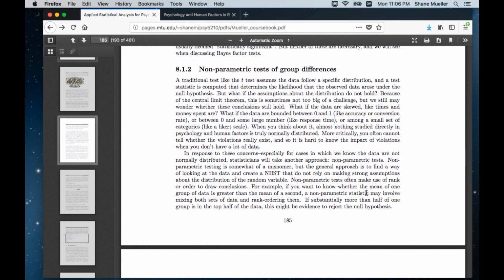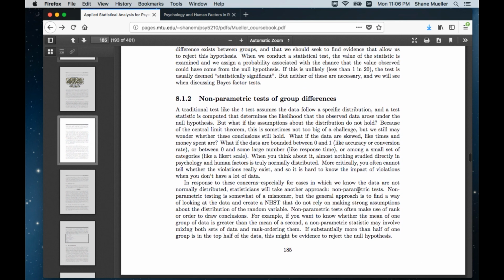So both of these cases, non-parametric and parametric tests, use null hypothesis statistical testing. Both of them produce a p-value at the end, which is the chance that the outcome could have come about if the null hypothesis was true. And if that value is small, usually we use a criterion of about 1 in 20 or 0.05, we declare that it's statistically significant.